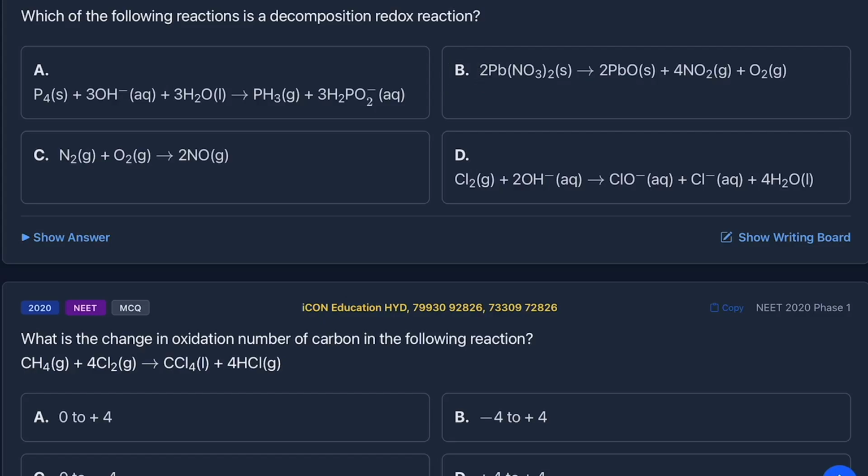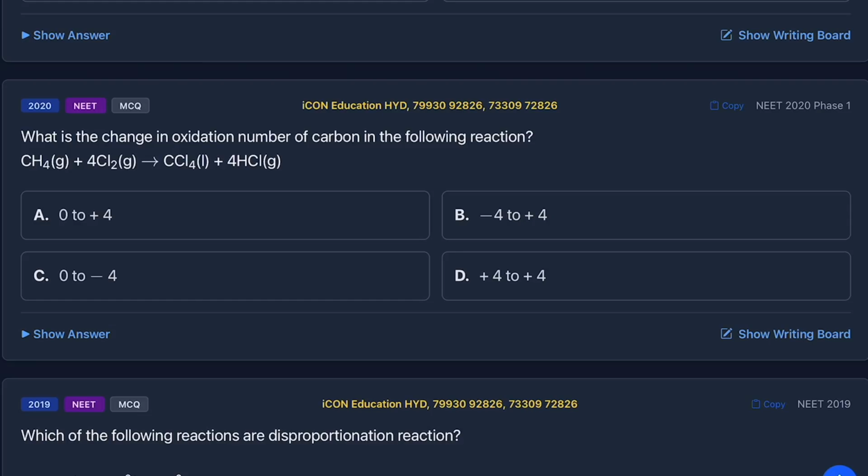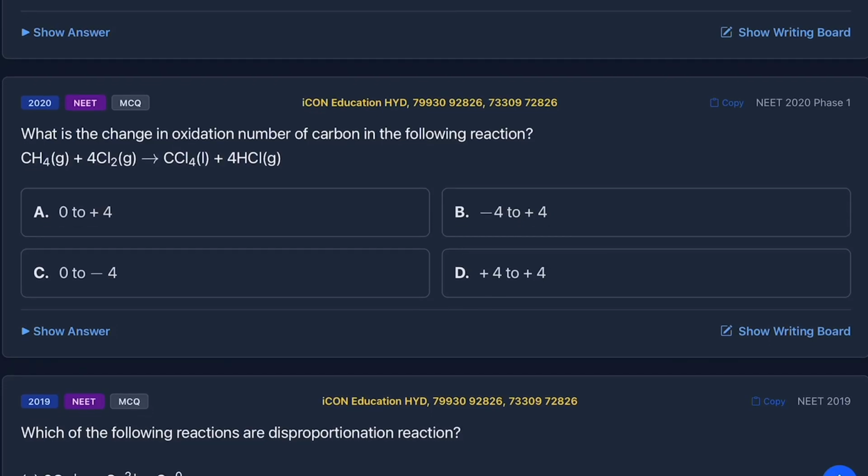Let us move towards the next question. What is the change in oxidation number of carbon in the following reaction? So we have to check the oxidation state of carbon in this reaction. Here CH4: we have to find the oxidation number of carbon. x plus 4 into plus 1 equals 0, so x equals minus 4. The oxidation number of carbon here is minus 4.